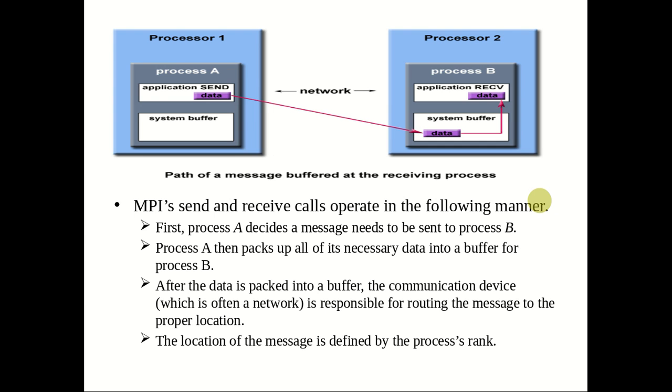So MPI send and receive calls operate in the following manner. First, a process decides a message needs to be sent to another process. Suppose there are two processes, A and B. If A decides a message needs to be sent to B, A then packs up all of its necessary data into a buffer for B. After the data is packed into a buffer, the communication device, which is a network, is responsible for routing the message to the proper location. So that network is responsible to make the message reach the particular destination. The location of the message is defined by the process's rank.